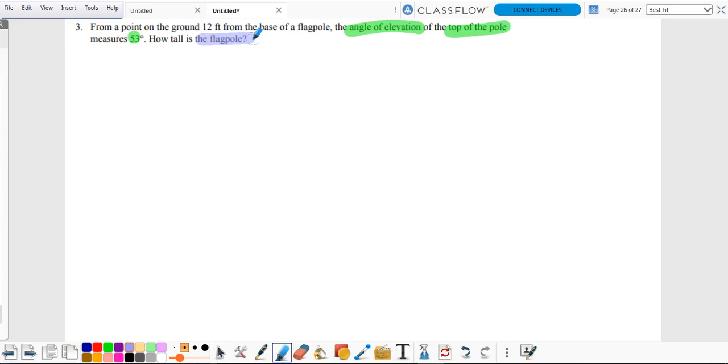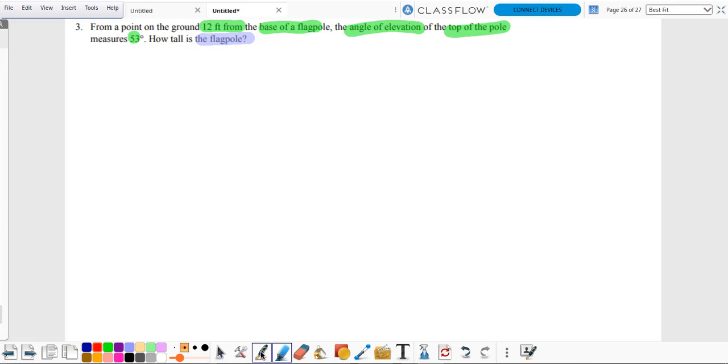I also forgot to highlight how far the point is from the base of the flagpole. I basically highlighted the whole thing, but it's okay. Don't let all the words scare you. And you'll find a lot of the trick questions will be similar to this.